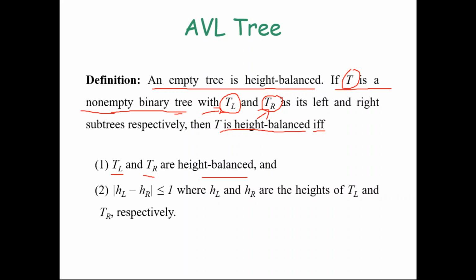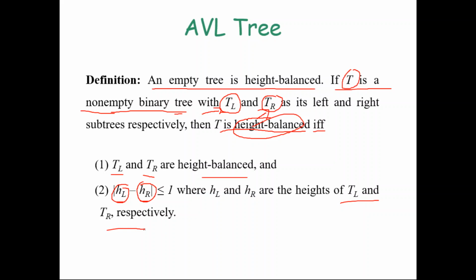So what does it mean? Height balanced means what? A tree is said to be height balanced if the height of its left subtree minus the height of its right subtree, taking the mod of it, that is, removing the sign, so even a negative number is treated as positive, is less than or equal to 1. Then the trees TL and TR are said to be height balanced.